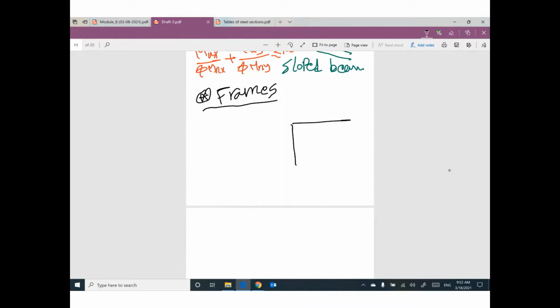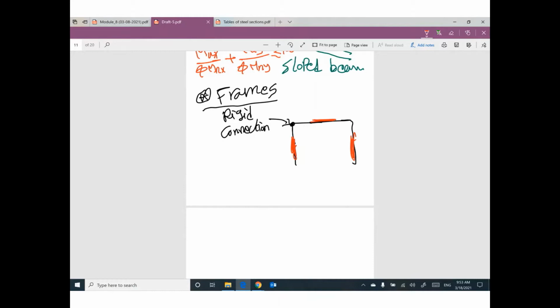Sometimes we have frame, column, supported or connected with beam, with connection here. This connection is rigid connection. And next week, we will learn something about this connection. This rigid connection will make this column, I cannot say we have a column and we have a beam. No, we will have a frame because this member and this member and this member looks like one unit.